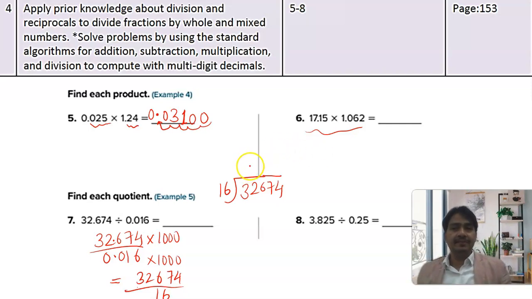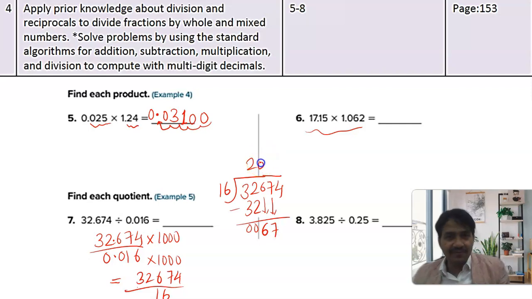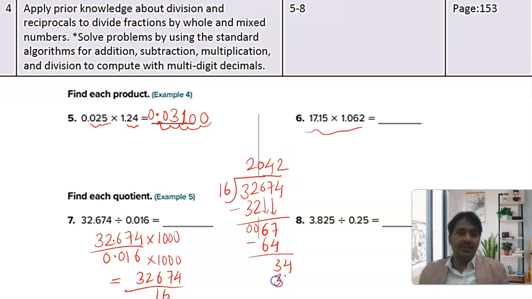Now this is simple. 16 times 2 is 32, minus, and 0 0, you bring the 6 down. Now if you need to bring the 7 down also, you have to put a 0 here. Then 67, so 16 times 2 is 32, 3 is 48, 4 is 64. So 16 times 4 is 64. You have 34. Again 16 times 2 is 32, minus, and remainder is 2.